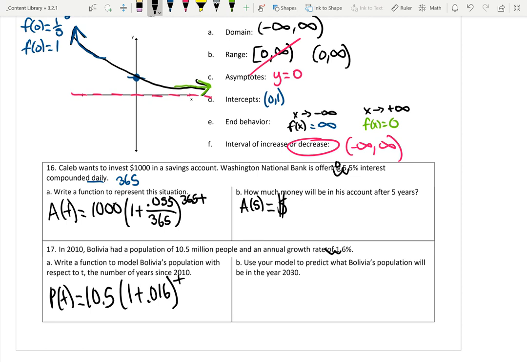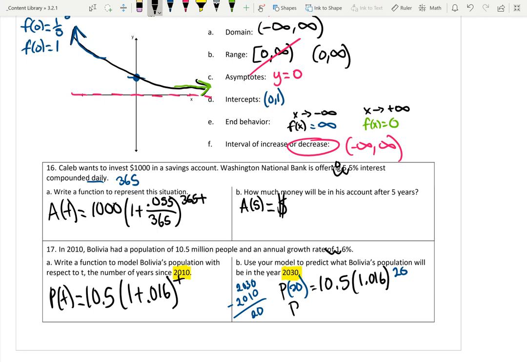Now, I do got to be careful that 2010 is our reference point for this next problem. 2030 minus 2010 is going to go ahead and give me, hopefully you didn't have to use a calculator, 20 years. So we got to figure out how many people are in Bolivia 20 years into the future. Let's go ahead and input this. This is going to be 10.5 times 1.016 to the 20th power.